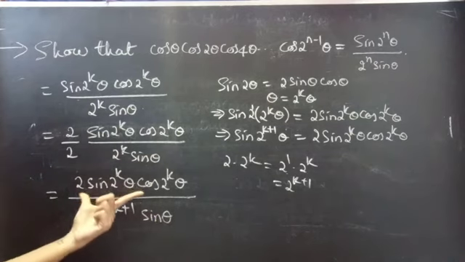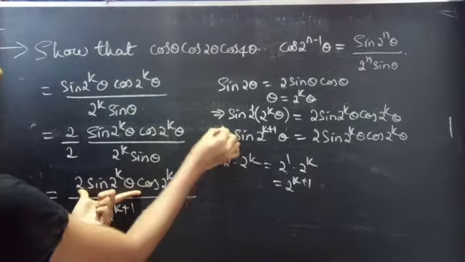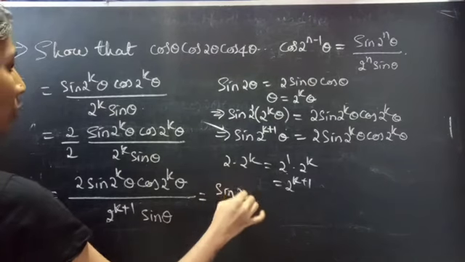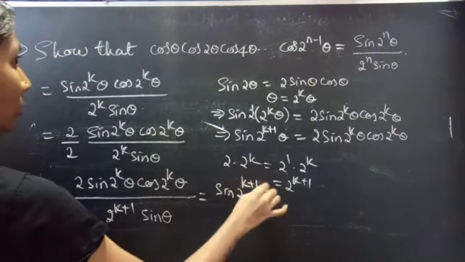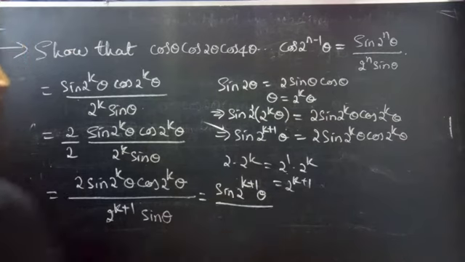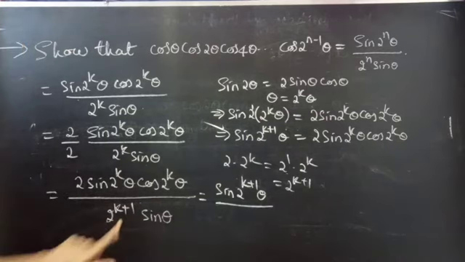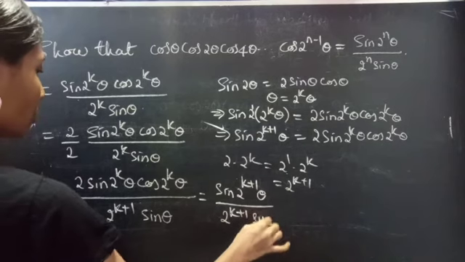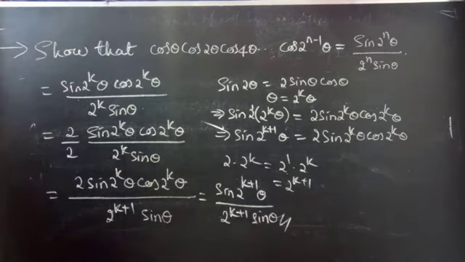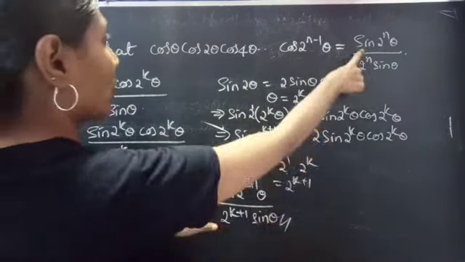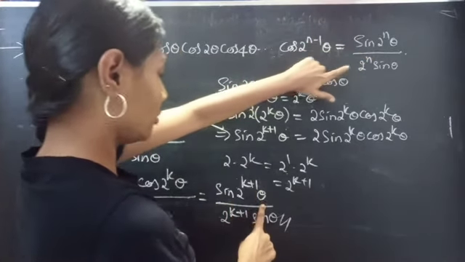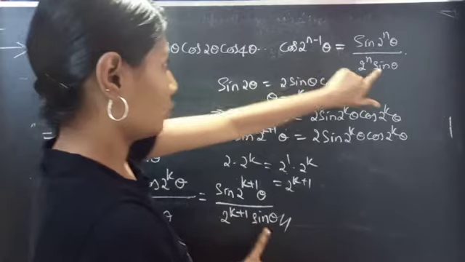Now you can replace the numerator by sin 2 power k plus 1 into theta, and the denominator will be as it is, 2 power k plus 1 into sin theta, which is the RHS for n equals k plus 1. See, sin 2 power n into theta by 2 power n into sin theta.